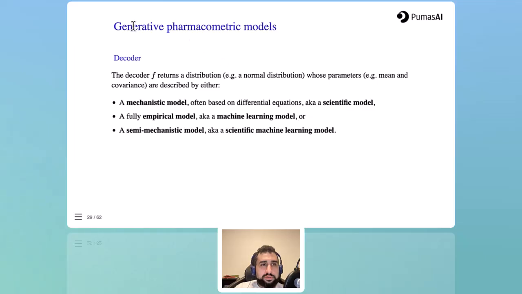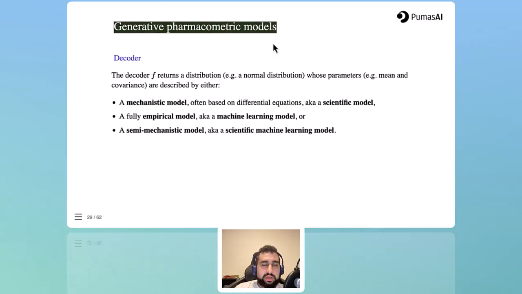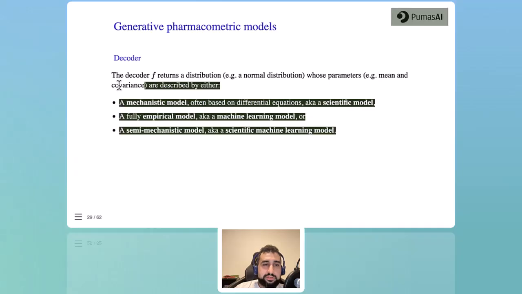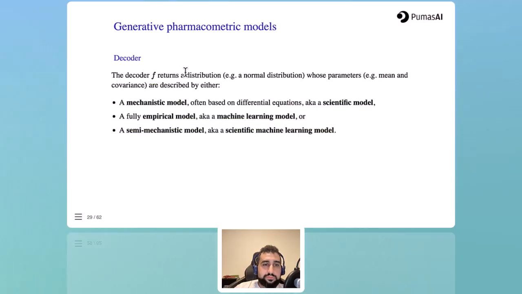Good. Now, to contrast generative deep learning models to what I call here generative pharmacometric models, or let's call them maybe generative mechanistic models. In generative mechanistic models, the decoder is still a function, obviously, that takes an input eta, or an input latent variable that we call the random effect, and it still returns a distribution, for example, a normal distribution. The parameters of the distribution, I mean, for example, the mean and the variance or the covariance matrix of the distribution for y.